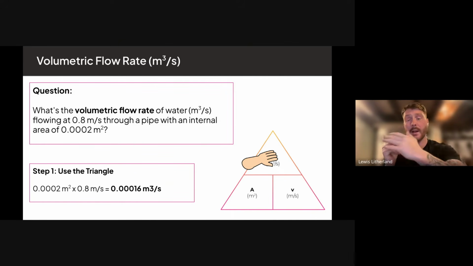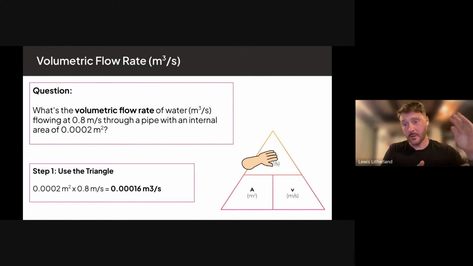Okay, so again, we're asking for a volumetric flow rate in meters cubed per second. It's telling us we've got a velocity of 0.8 meters per second, and an area of 0.002 meters squared. So just stick them straight into the triangle on this question as an introduction. Once you put that in, it's not too important to get the answer, although in the test, obviously it is. The most important thing is understanding where the numbers come from. Hopefully everyone gets that. If you don't, just stick your hand up.